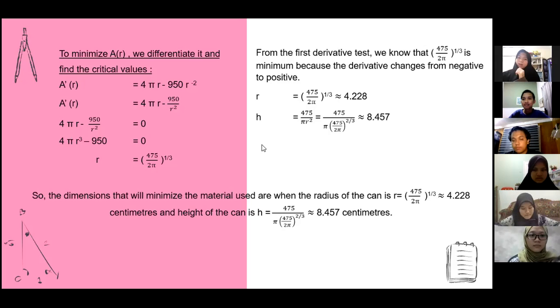Hence, by the end of the calculation, we gain the dimensions that will minimize the material used: the radius of the can will be 4.228 centimeters, while the height of the can is 8.457 centimeters.